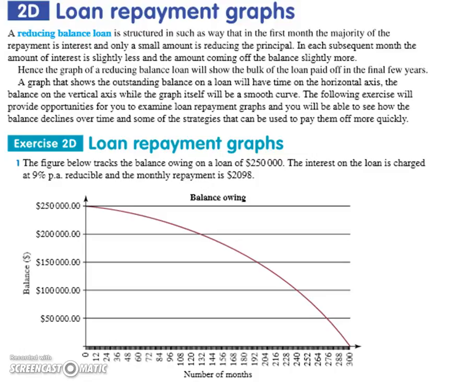This is not actually a worked example, but I'm going to go through this because this doesn't actually have any worked examples. This is loan repayment graphs. All right, so talking about a reducing balance loan, which is what most of these loans are.